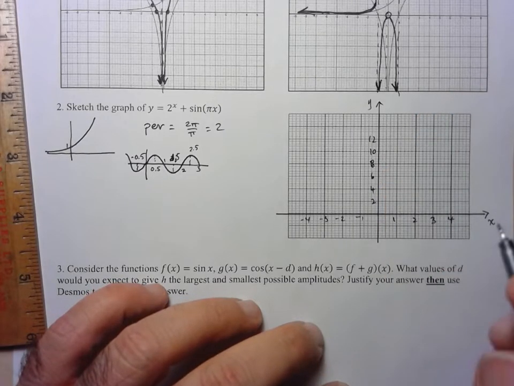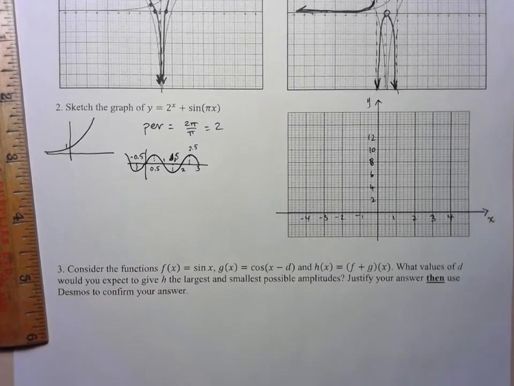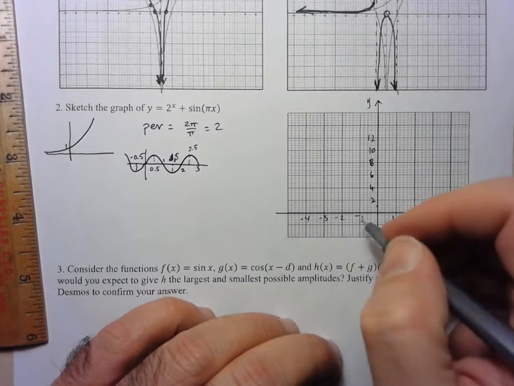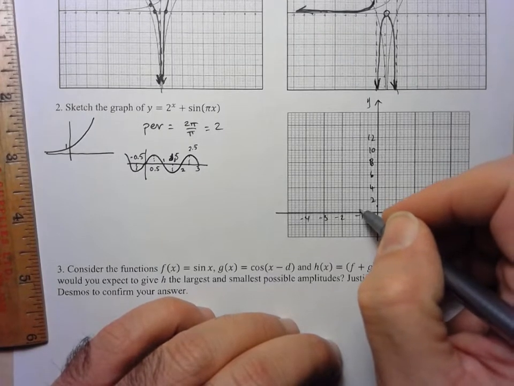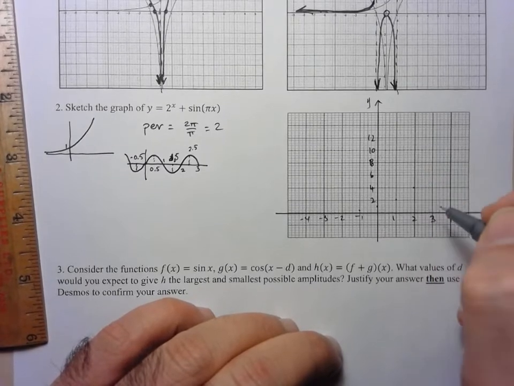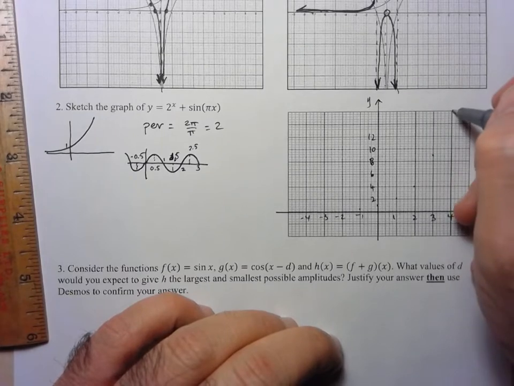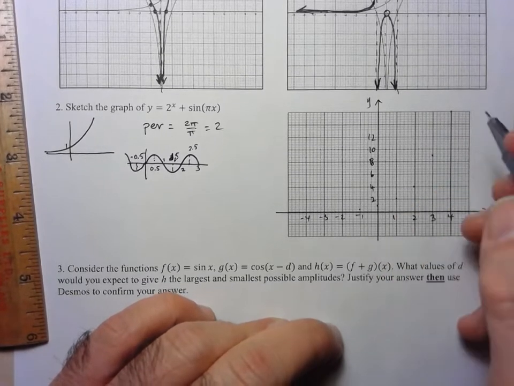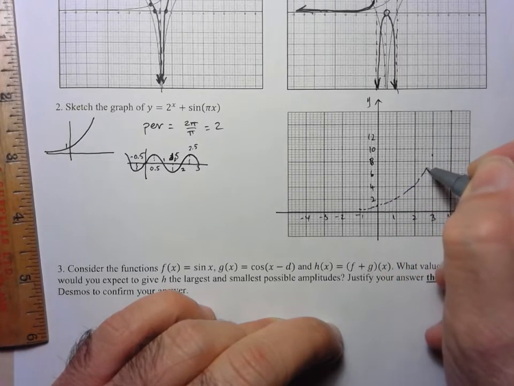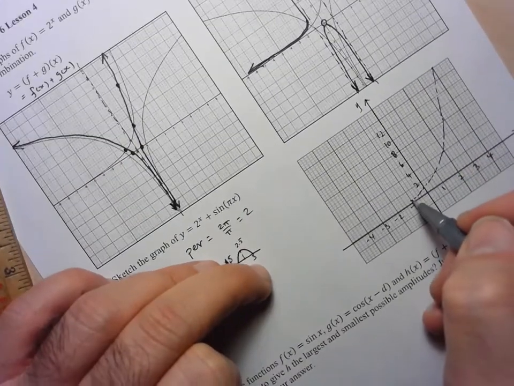Okay, and let's draw 2 to the x here. I'm going to draw it as a dotted line, in blue. So I know at 0, it's going to be equal to 1. At negative 1, it's going to be equal to a half. And then at 1, it's going to be equal to 2. At 2, 4. At 3, 9. And at 4, there you go, 16. Okay, so I know my function is going to look something like this, and this is going to be my guide for drawing this function here.